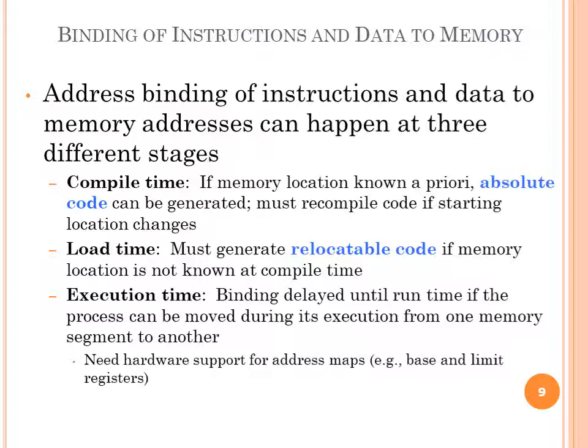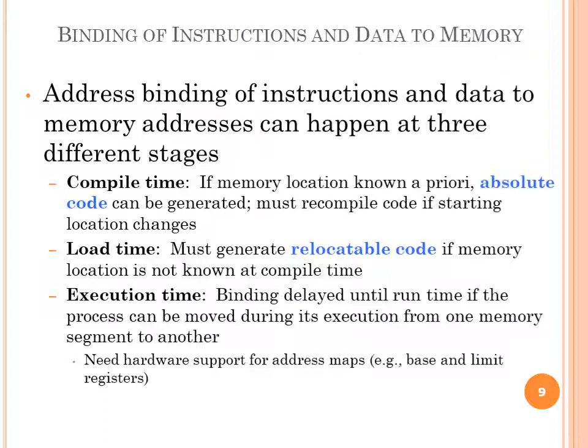Second is load time. If it is not known at compile time where the process will reside in memory, then the compiler must generate relocatable code. Final binding is delayed until load time. If the starting address changes, we need only reload the user code to incorporate this changed value.